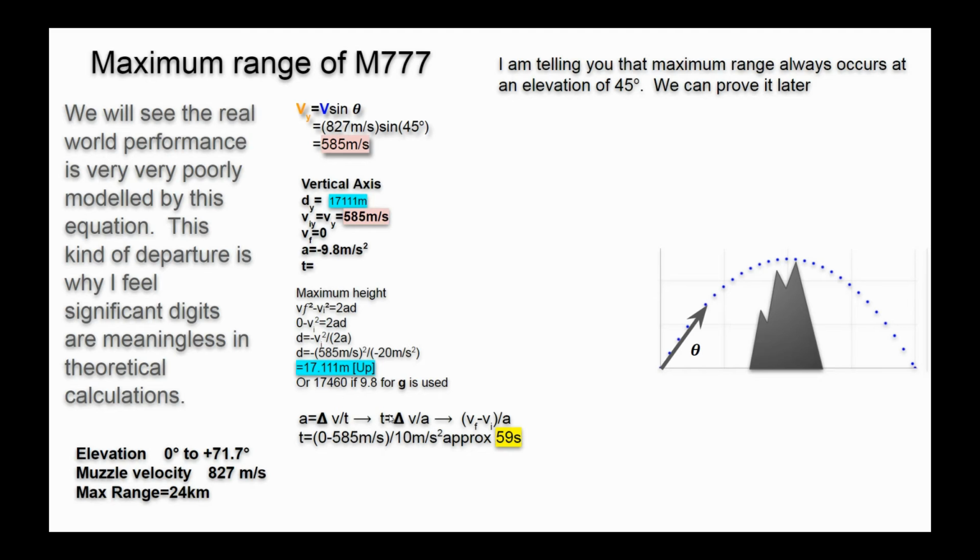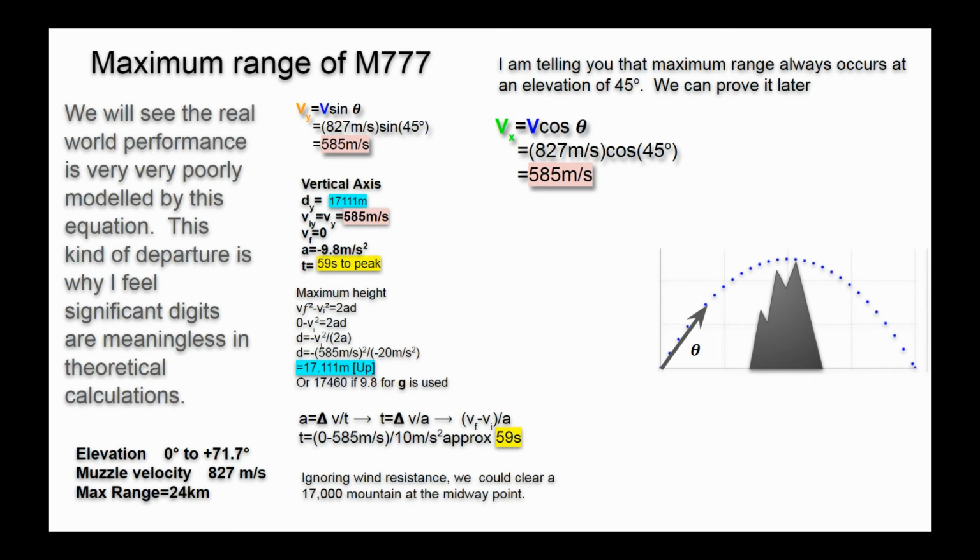Doing A equals delta V over T, we rearrange to solve for time. We know that it will stop at its peak, and it had a starting speed. And rounding gravity down, I get about 59 seconds for the time of flight to the top of its trajectory. Ignoring the wind resistance, this means this howitzer could clear a 17,000 meter high mountain in its way. That's pretty impressive, but we're going to see it's also an illusion.